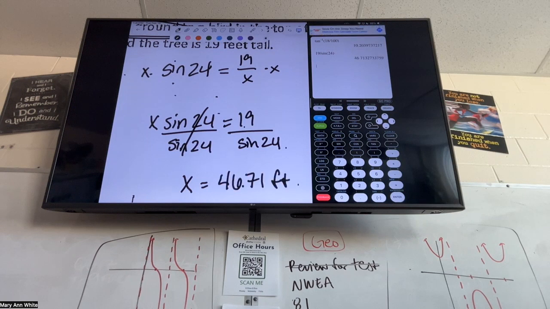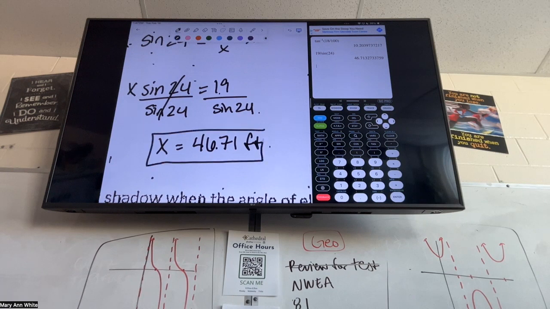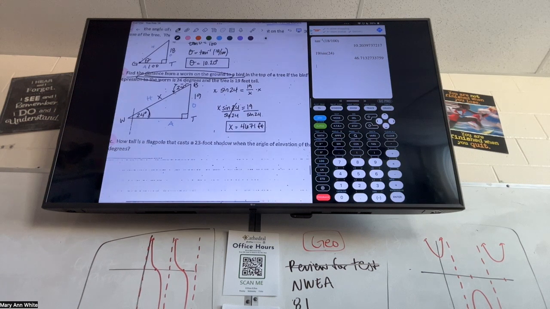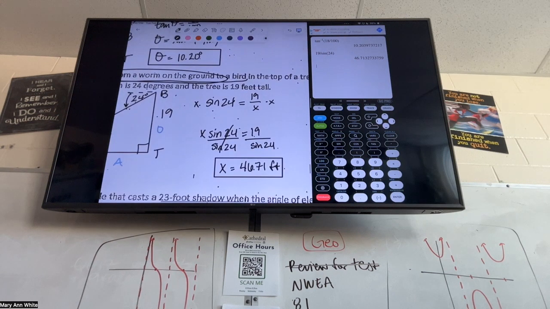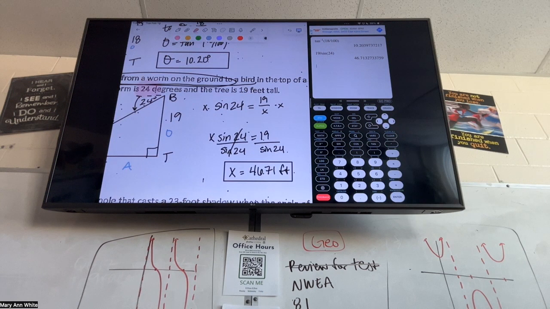.71 feet. Hope everybody is with me, following along in this stuff. Okay, is that ratings? This is in degrees. 24 is in degrees. You okay? Okay.